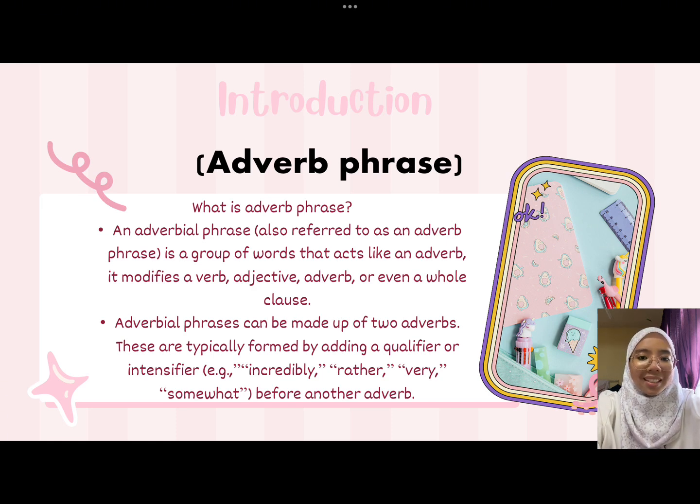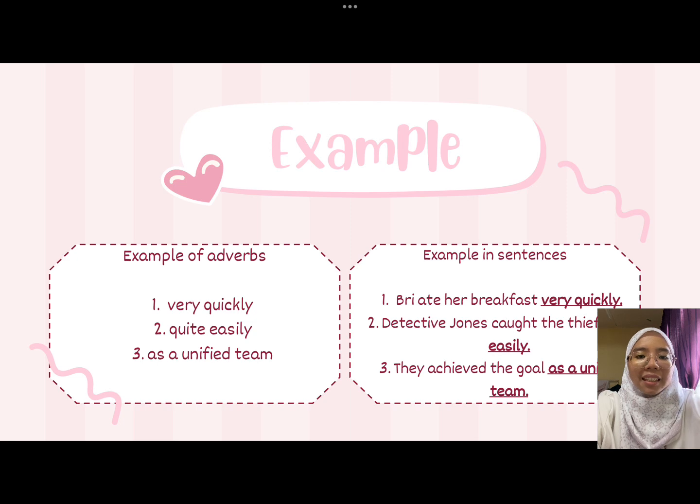And adverb phrases can be made of two adverbs. These are typically formed by adding a qualifier or intensifier before another adverb. Here we can see the example of an adverb phrase that can be made of two adverbs. The examples given are very quickly, quite easily, and as a unified team.